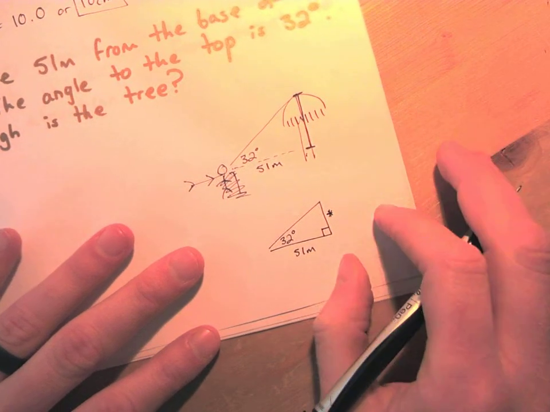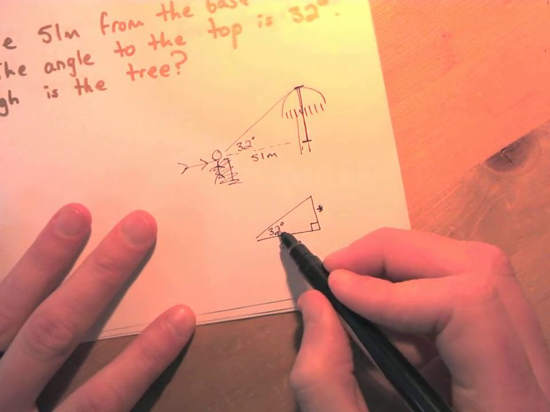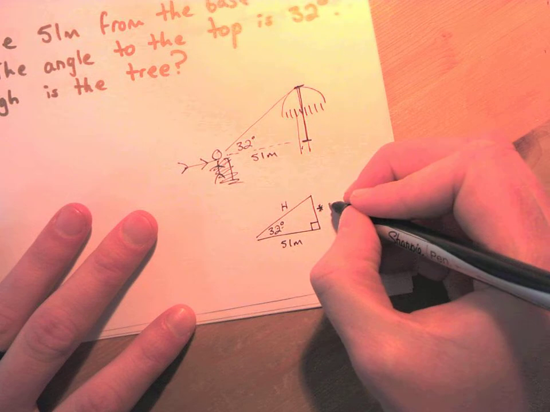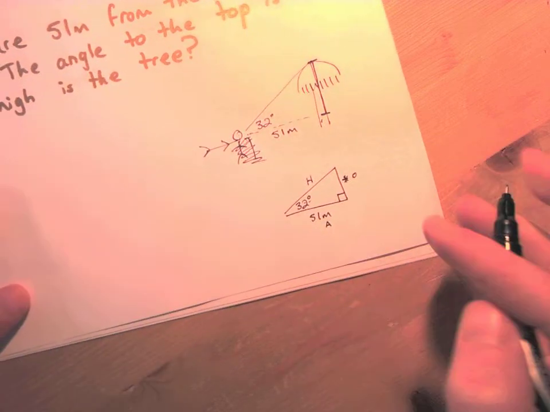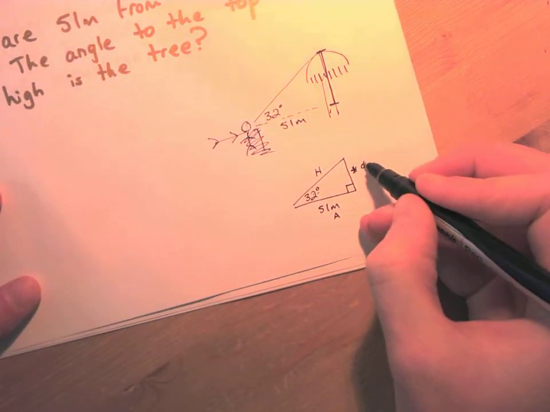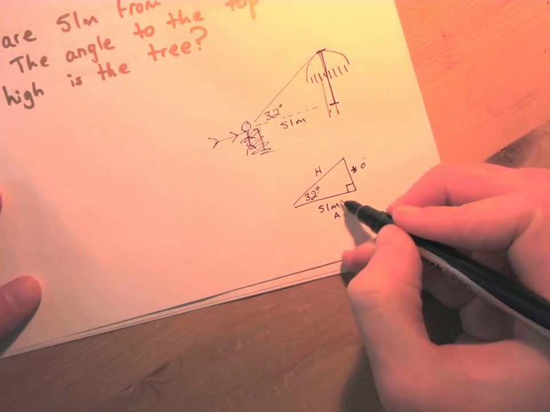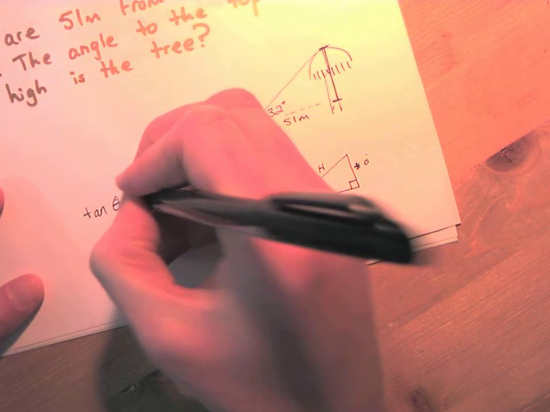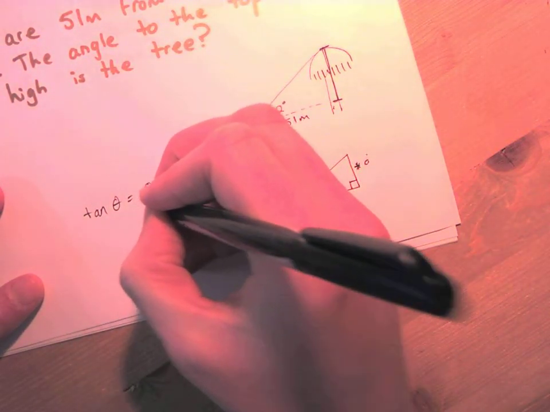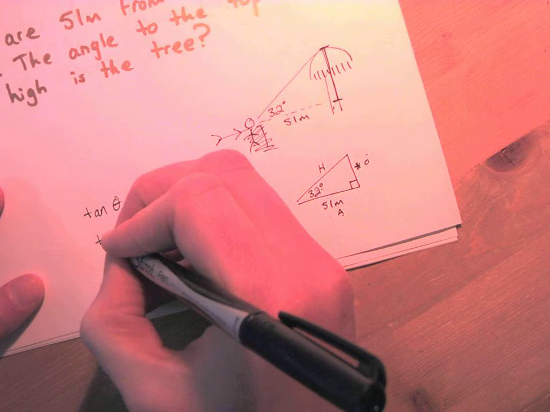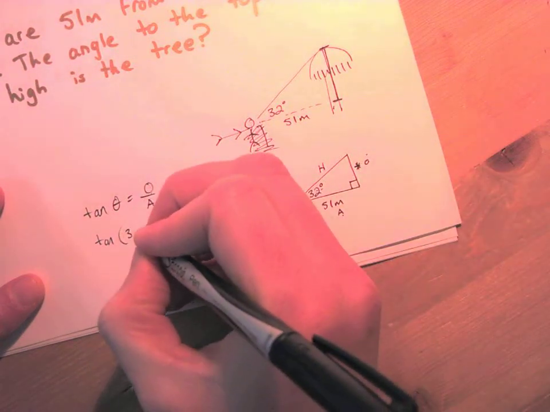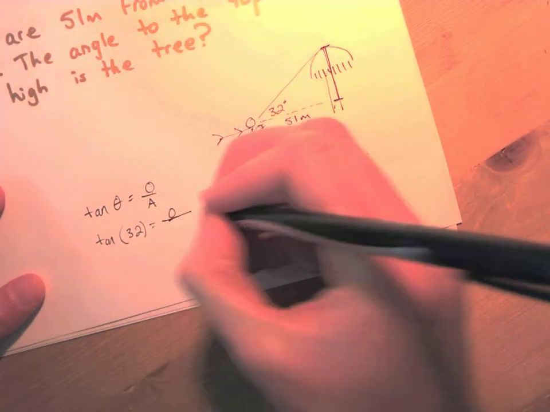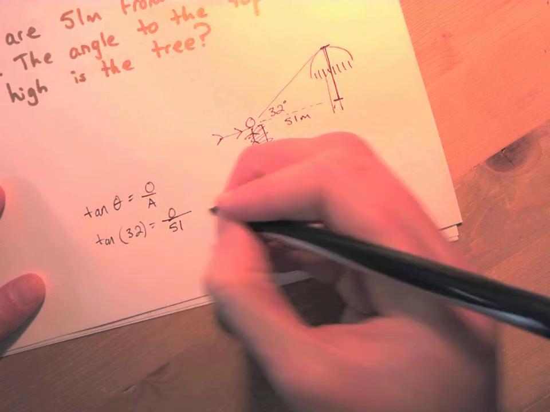So how do we do this? Well, let's look at the triangle. That's an H, that's going to be an O, and that's going to be an A. We want to know this, and we know this. So OA. So we're going to have to go tan theta is equal to O over A. Now let's fill in our numbers. Our theta is 32. Our O is, well, it's O. And our A is 51.